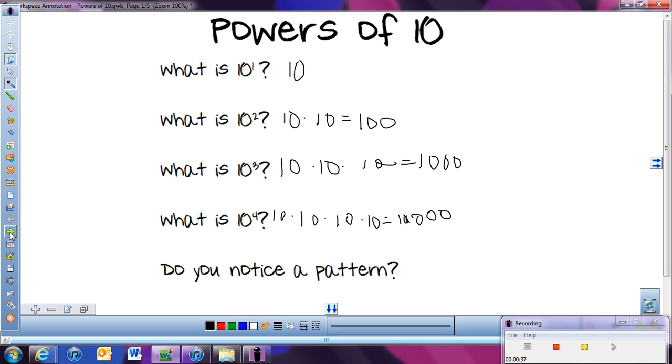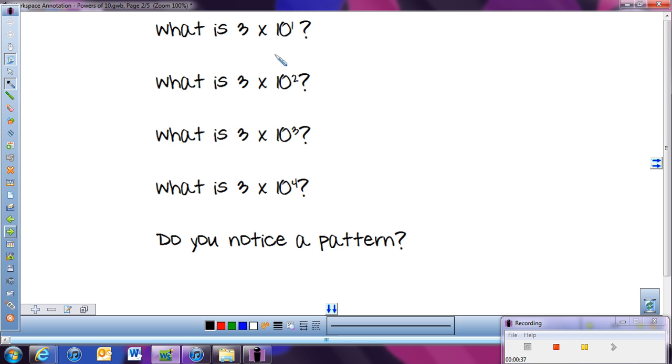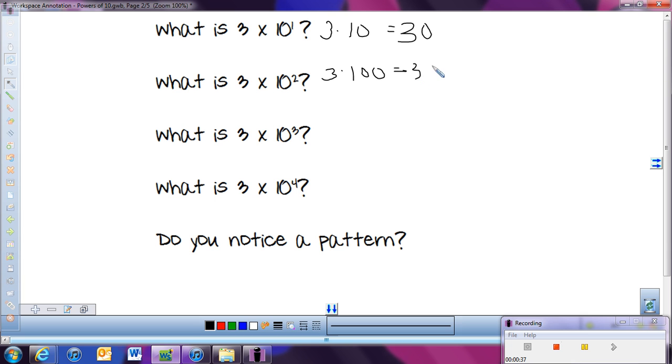So now we're going to take this just a step further. And we're going to actually see a number in scientific notation, which is what this is right here. A number times the power of 10. And we're going to see if we notice any sort of pattern here. So 3 times 10 to the first means 3 times 10, because we know 10 to the first is 10, which is 30. Here we have 3 times 100. We found out on the last page that 10 to the second is 100, which gives us 300. Here we have 3 times 1,000, which is 3,000.